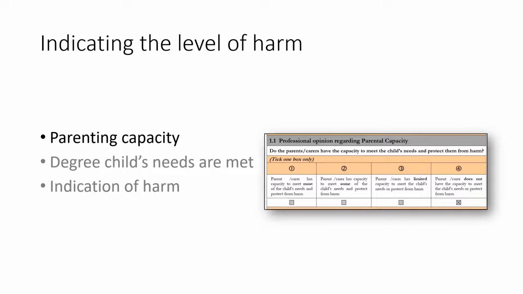The first 3 sections assist in the identification of harm. Section 1 of the assessment focuses on understanding the capacity of the parents to meet the child's needs. It concludes with a professional opinion whether the parents or carers have the capacity to meet the child's needs and protect them from harm. This is scored on a 4-point scale.